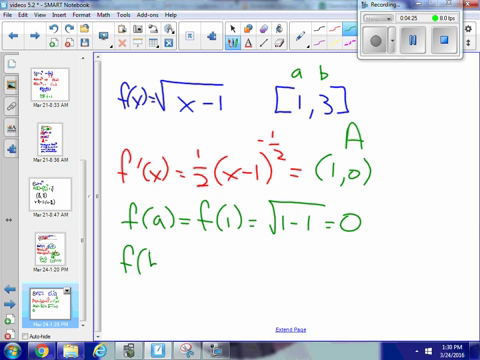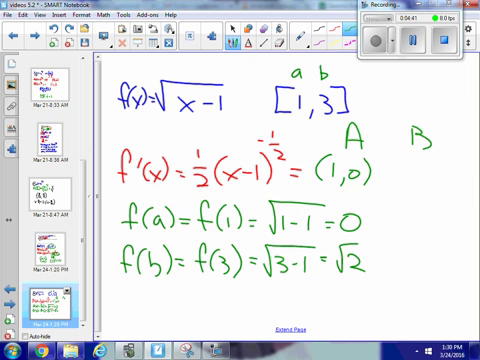f of b is equal to f of 3. Well, that's equal to the square root of 3 minus 1. So that is equal to the square root of 2. So my point B is the point (3, square root of 2).